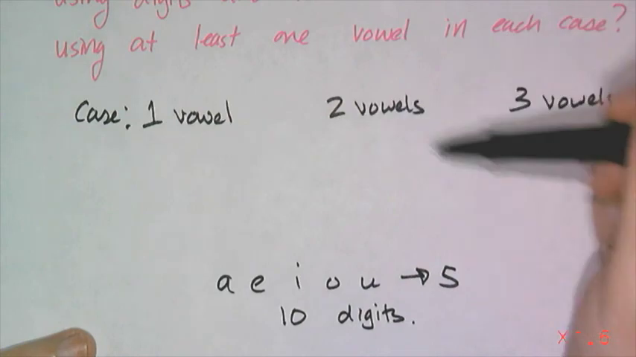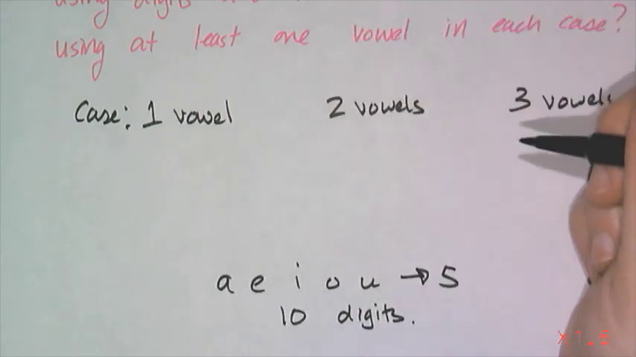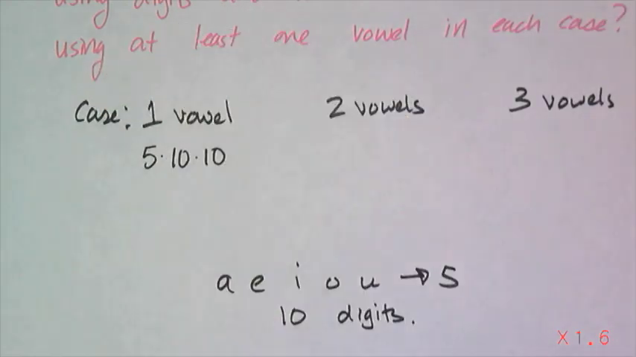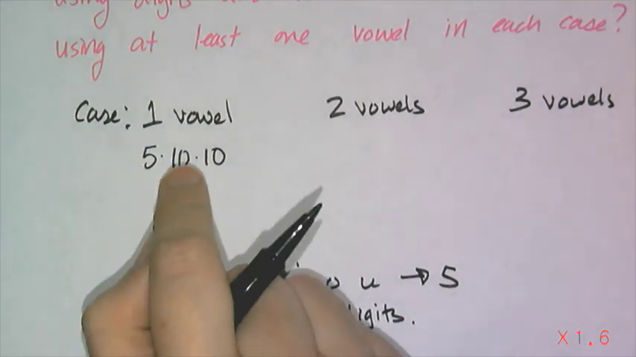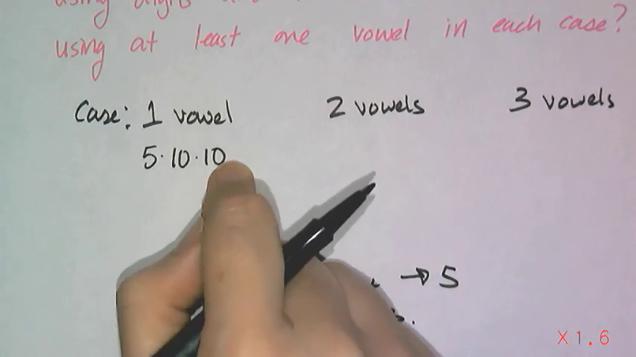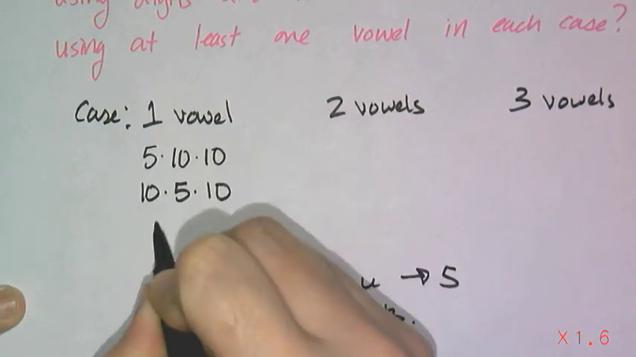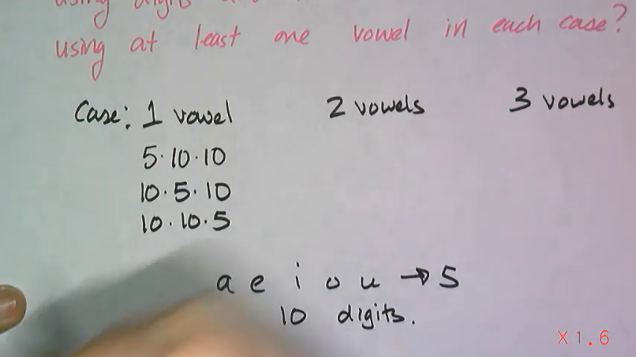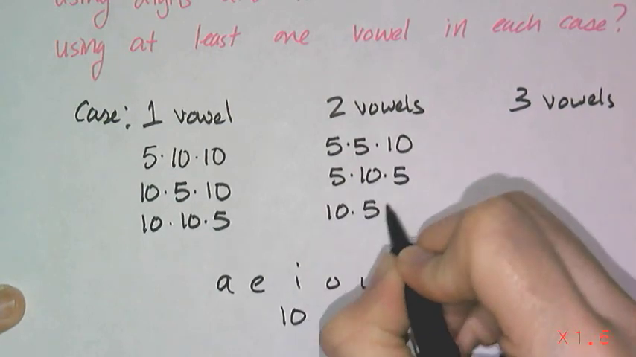And so then I just have to think about the different cases. So if I have case 1, one vowel, I can have the vowel first and then my 2 digits. So I have 5 choices for the vowel and then 10 choices for the digit and then 10 choices for the digit. But this is a password, so order is going to matter. And so I can have the vowel be in the middle, or I can have the vowel be at the end. And then if I think of the case of 2 vowels, they can be both in the beginning, they can have the digit in the middle, or they can both be at the end.